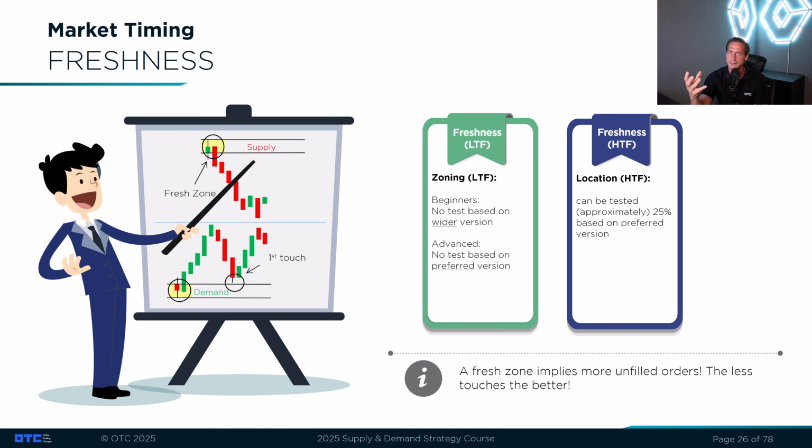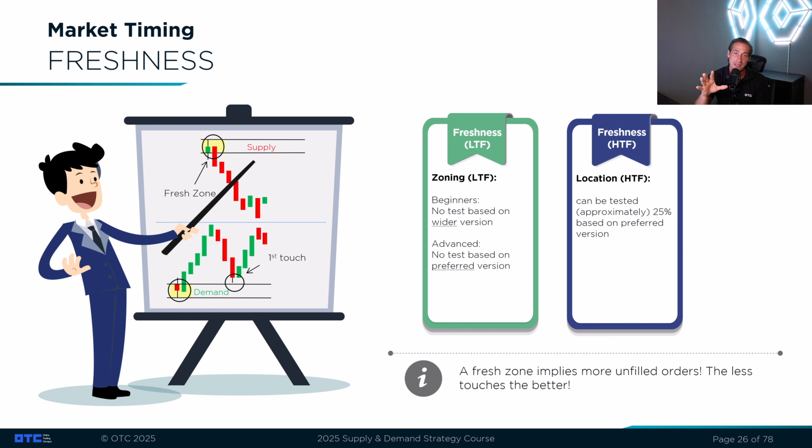For the lower time frame, there's a beginner rule and there's an advanced rule. The beginner rule: no tests based on the wider version. The advanced rule: no tests based on the preferred version. For the higher time frame, you can test approximately 25% based on the preferred version. But here's an important note, guys. This higher time frame rule should only be applied to weekly and monthly charts.